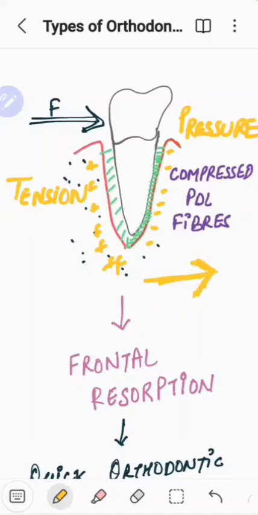So in that particular case, there is resorption, and that is the frontal resorption. The resorption is on the front side.